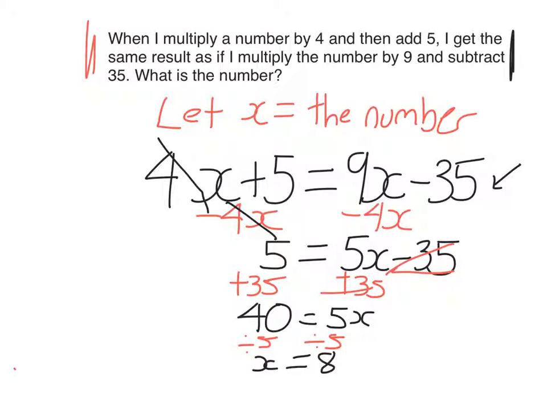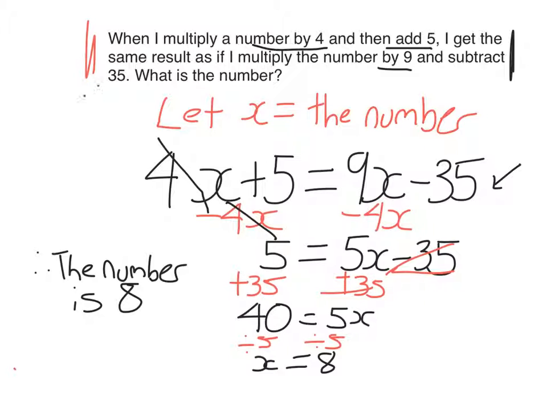Then, because it was a worded question, I'll give a worded answer. Therefore, the number is 8. And that makes sense, because if you multiply 8 by 4, you get 32. Add 5, you get 37. If I multiply 8 by 9, I get 72. And if I subtract 35, I also get 37. So I can be confident I've done the right thing.